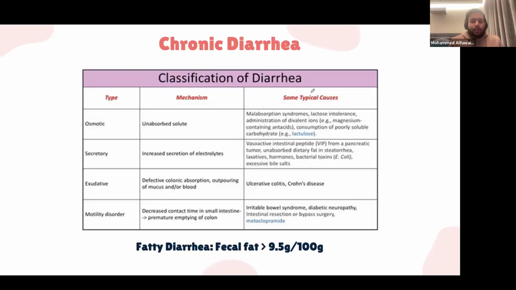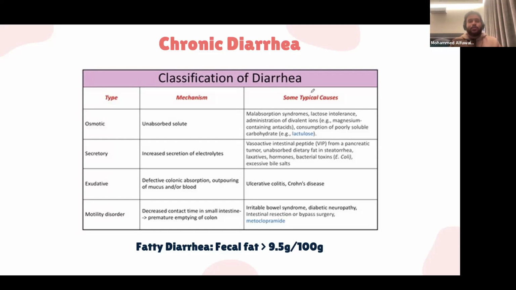Anyways, now chronic diarrhea. You can use this for acute as well, but as I said, acute is usually infectious, so you don't really look at any other things. For chronic diarrhea, we can classify this further into what type of diarrhea it causes. The two most important ones are osmotic and secretory diarrhea, okay?